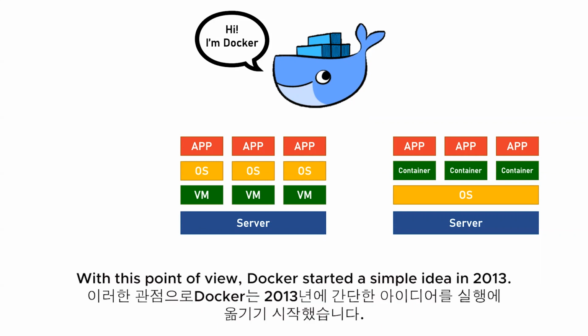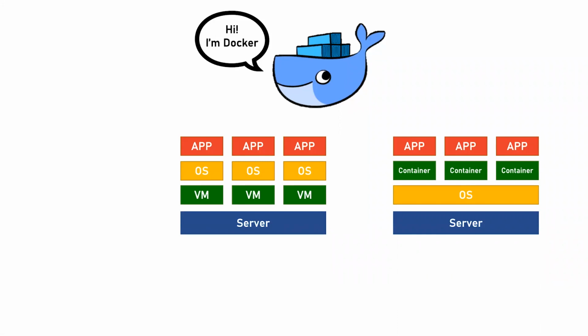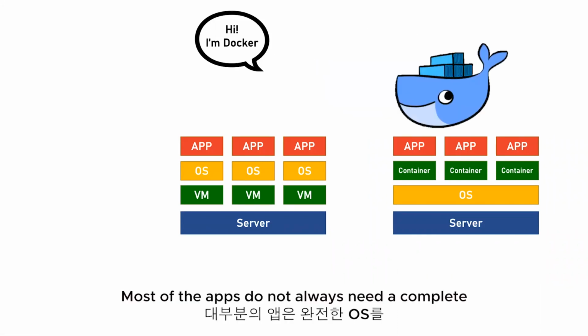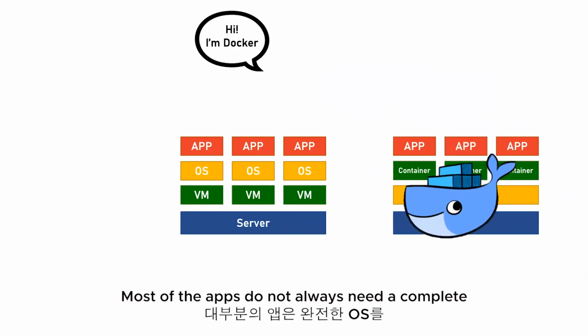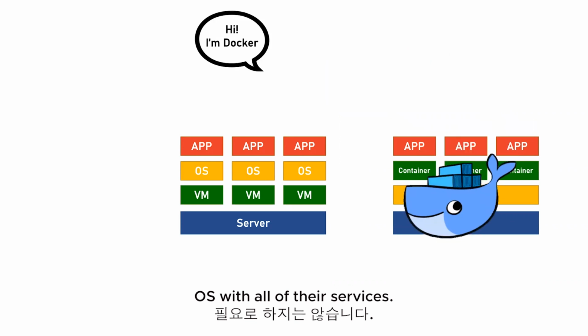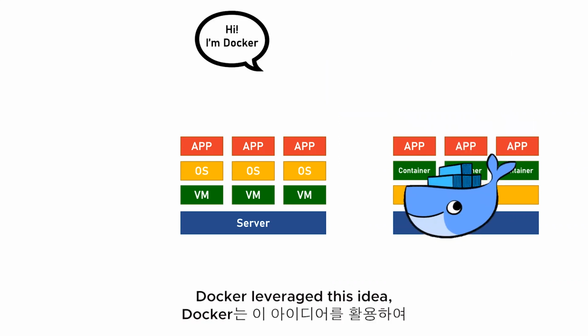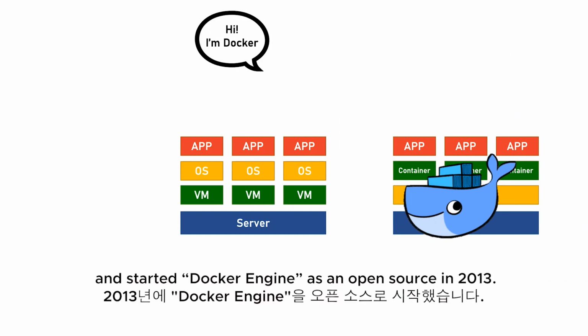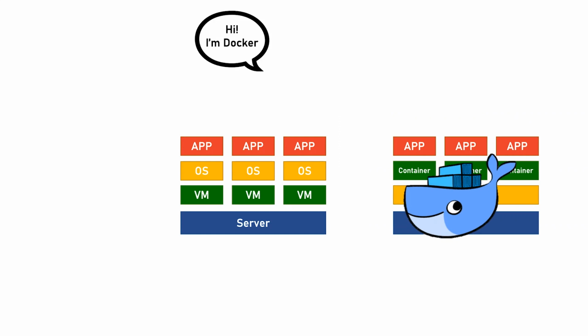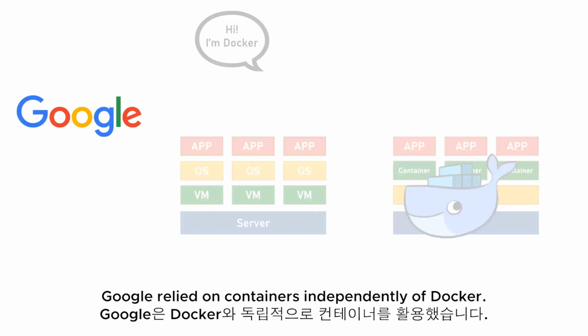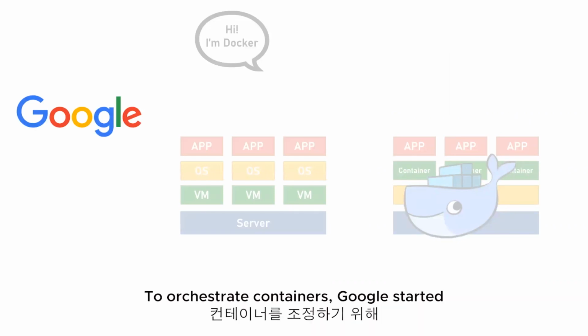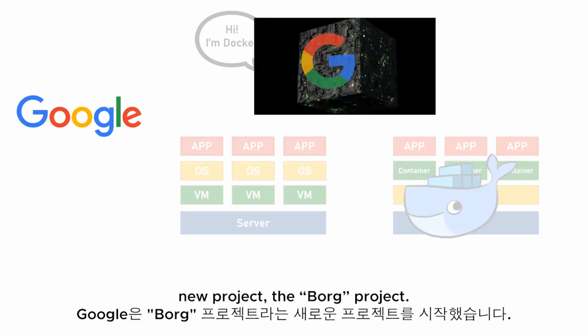With this point of view, Docker started with a simple idea in 2013. Most of the apps do not always need a complete OS with all of its services. Docker leveraged this idea and started the Docker engine as open source in 2013. Google relied on containers independently of Docker. To orchestrate containers, Google started a new project, the Borg project.